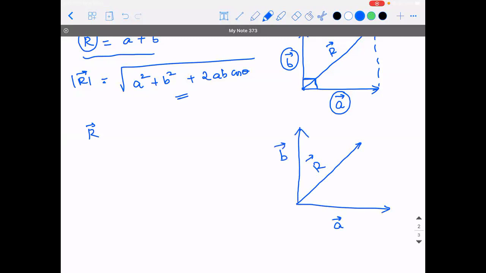For you to write something like that, there is one important thing that you need to know other than R vector, that is the angle. That is the angle that R vector makes with any one of the vectors. Means what we are doing is we are exactly doing the operation reverse of whom? Reverse of parallelogram law of vectors.